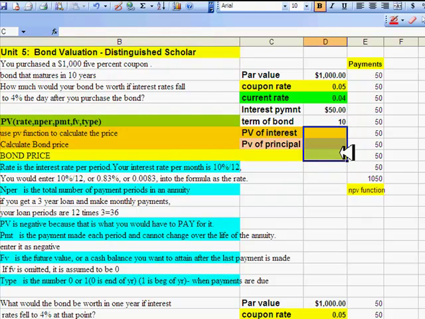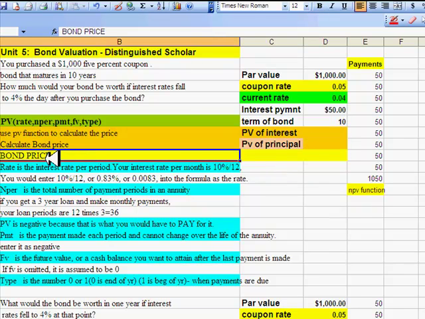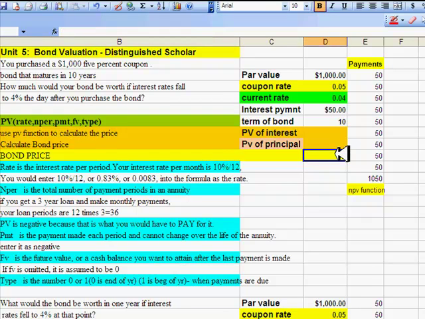Sum these two by highlighting them and using the auto sum function. So it will auto sum. This is wrong, so let me delete that. So you want to use the sum function to add those two, and that is the bond price you'll be willing to pay.